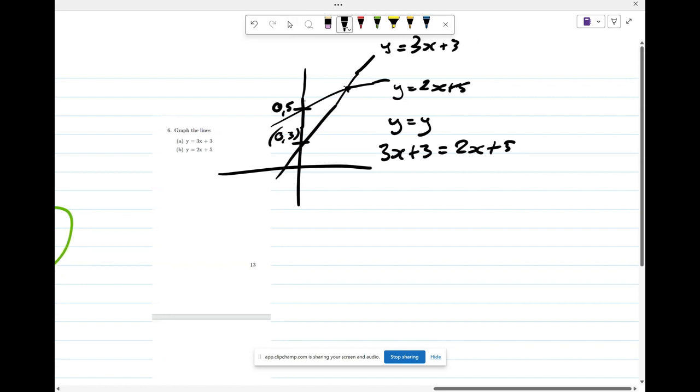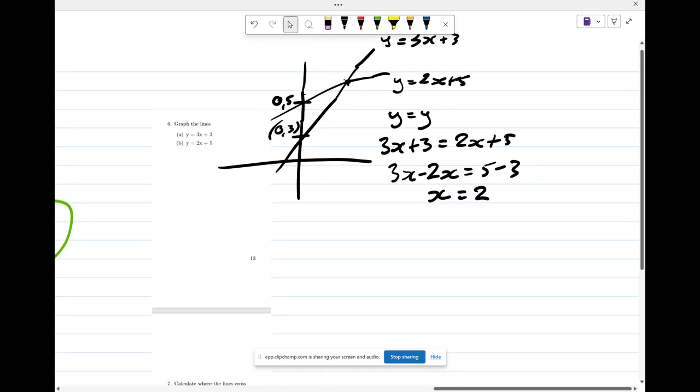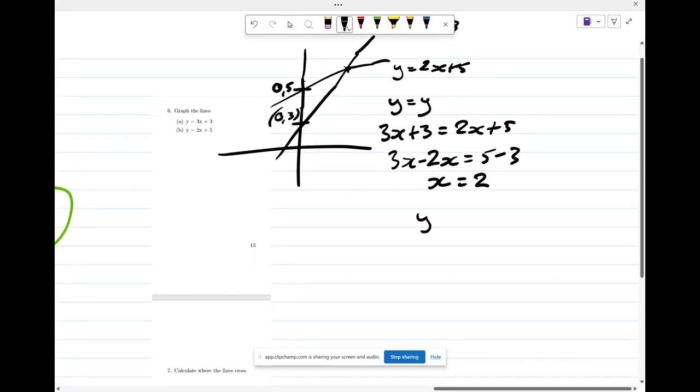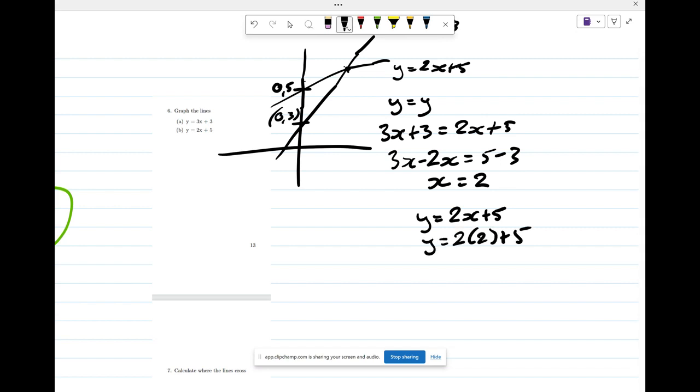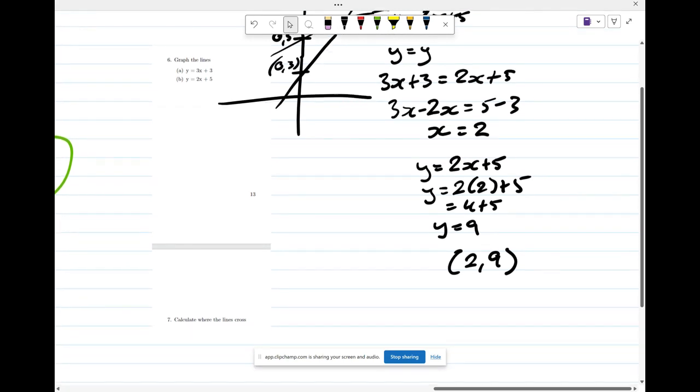So then we can find x. So that's 3x minus 2x equals 5 minus 3. So that's x equals 2. And we can go back and get y. So y equals 2x plus 5. Y equals 2 times 2 plus 5, 4 plus 5. Y equals 9. So the point where they cross is going to be the point (2, 9), and that's this point here.